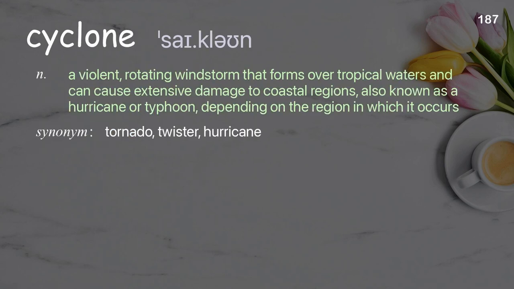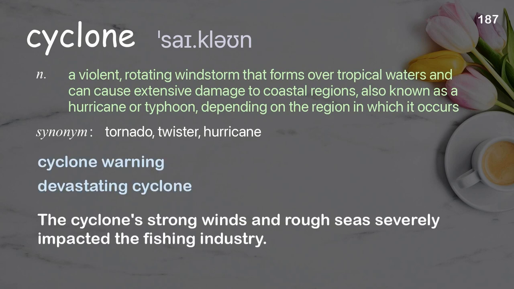Cyclone. A violent, rotating windstorm that forms over tropical waters and can cause extensive damage to coastal regions, also known as a hurricane or typhoon, depending on the region in which it occurs. Examples: cyclone warning, devastating cyclone. The cyclone's strong winds and rough seas severely impacted the fishing industry.